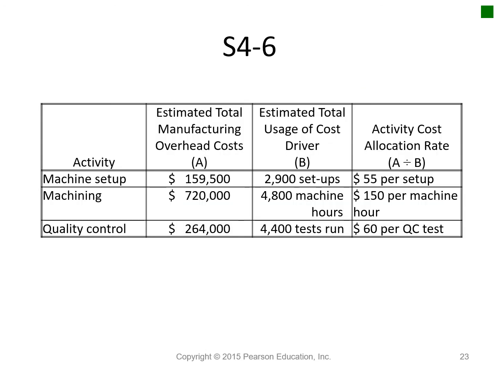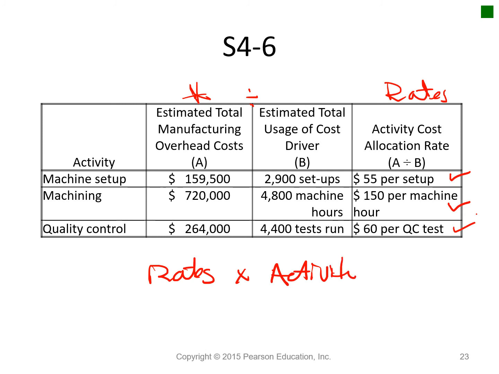So like I said before, you just have to divide to get the rates. These are given on the previous slide. We just divide, and your rates turn out to be $55 per setup, $150 per machine hour, and $60 per quality control test. Then what you'll do with these rates is take these rates times the activities on the job. You'll multiply that to get the allocated overhead to that particular job.